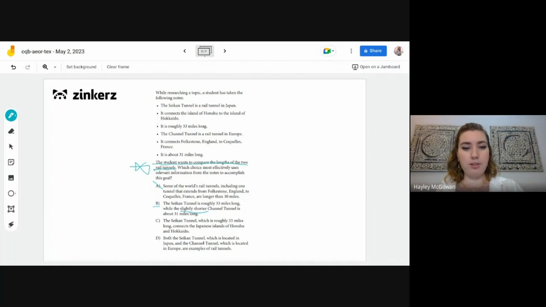So C, we have the Seikan Tunnel, which is roughly 33 miles long, connects the Japanese islands, and so on. So this one talks about one tunnel and its length, but not the other, so it can't be that one because it's not doing the comparison.